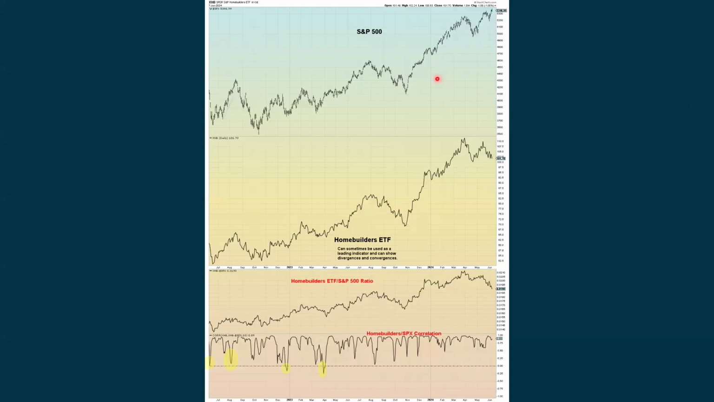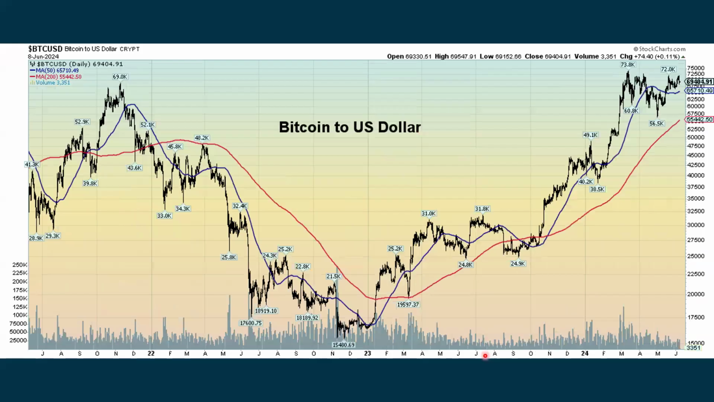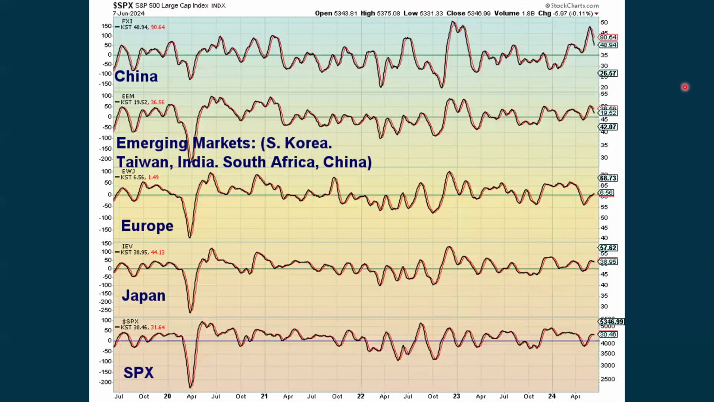And then on top, we have the S&P, then the home builders ETF, and then here's a ratio between the two. We're not really seeing anything. What we look for are divergences, negative divergences here. And that's when we get down into these other areas where I mark it in yellow. We're not really seeing that right now. Bitcoin, which was just a little bit above 72, currently it's at about 69. It saw a bit of a pullback late last week.